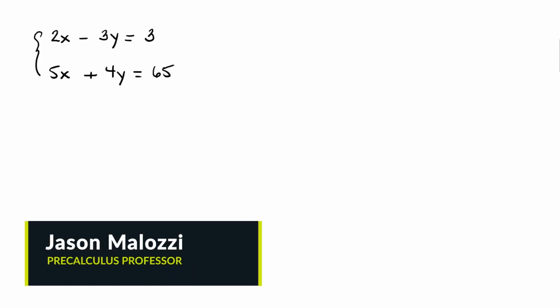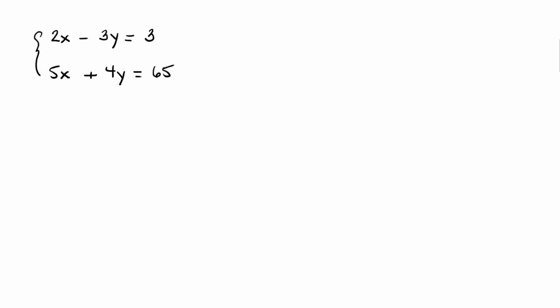What we're going to do in this video is solve this system, 2x minus 3y equals 3 and 5x plus 4y equals 65, using the addition method. So remember, one of the key concepts with the addition method is that we want to be able to add the two equations together and make one variable disappear.